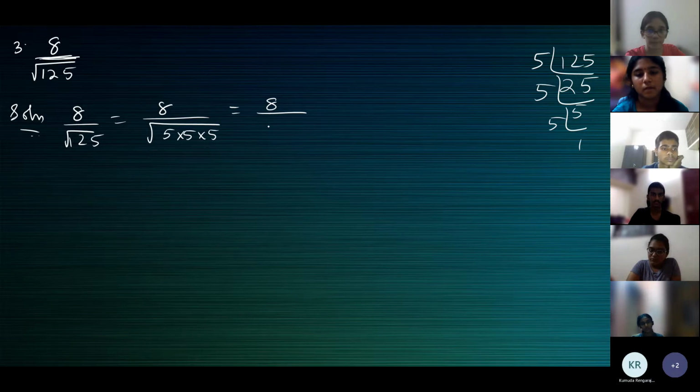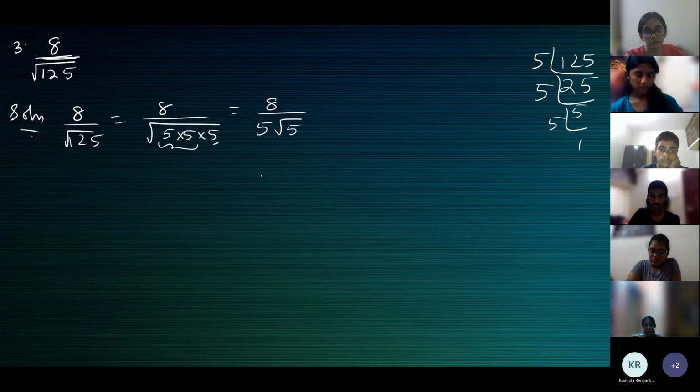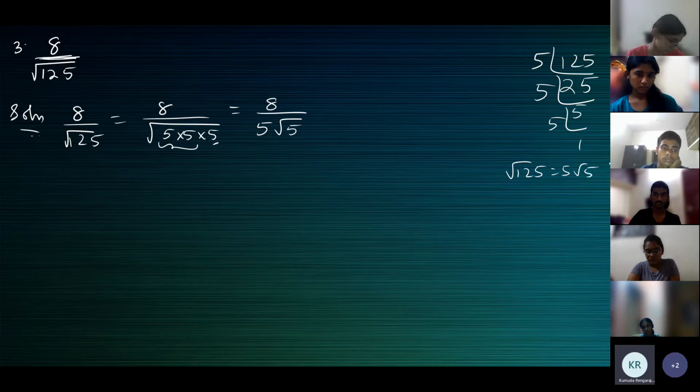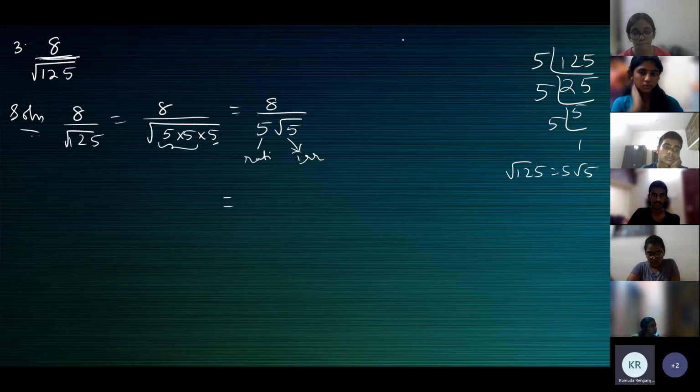Correct. So from 2 fives, 1 five comes out, and this 5 remains under the square root. So root 125 can be written as 5 root 5. I've shown the steps here. Now in 5 root 5, 5 is rational. Root 5 is irrational. You can separate them. In 5 root 5, you can separate 5 and root 5.